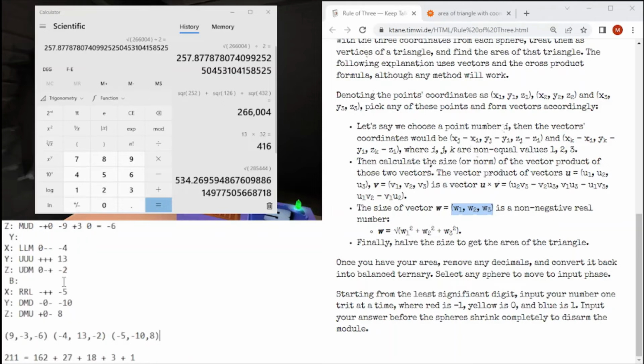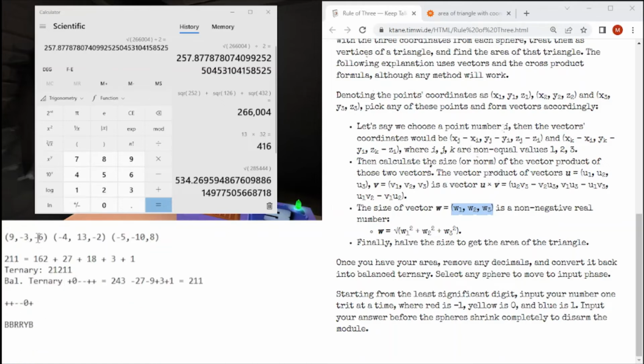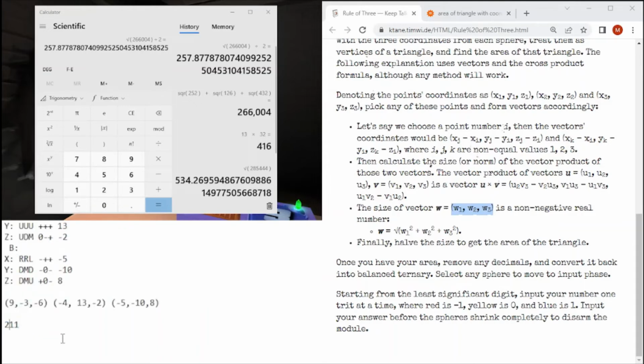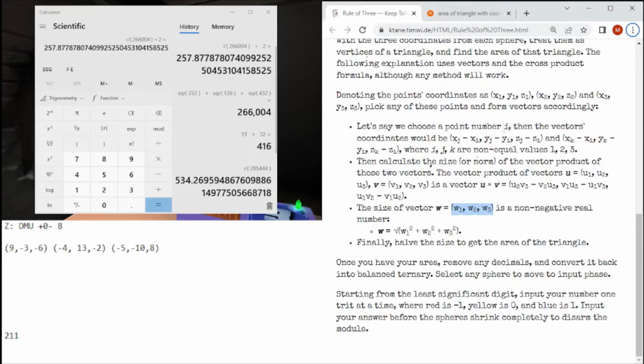So we're going to just use the same data that we had before, these same 3 points, 9, -3, -6, etc. So we know what our answer is going to be. We know it's supposed to be 211. So the question is, can we get there doing this calculation by hand? So we're going to follow along with the way the manual suggests that you do this calculation. I have my calculator handy up here, so we will be able to do all these calculations in here if we want to.